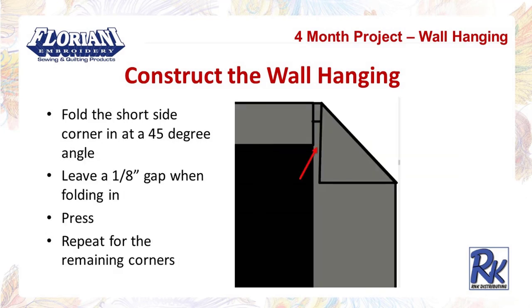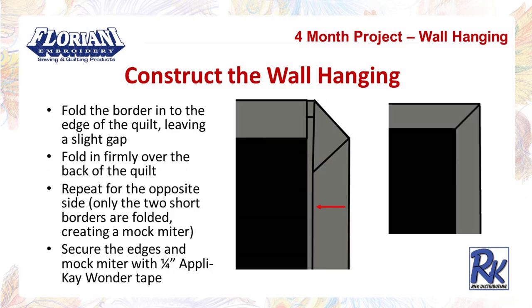Now we're going to create our mock miter by folding the short side in at about a 45-degree angle at the corner there. You want to leave about a 1/8-inch gap when folding it in, press it in place, and repeat for the remaining corners. Now to finish up our mock miter here, you want to fold the border into the edge of the quilt, leaving a slight gap, and then fold it in again firmly over the back of the quilt. Then you want to repeat for the opposite side, and remember that we're only folding in the 2 short borders in order to create this mock miter.